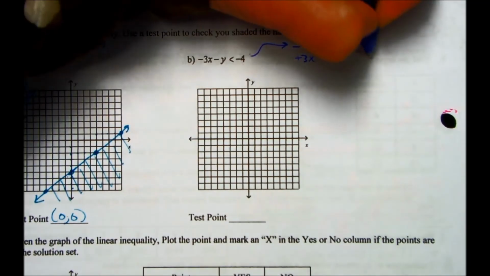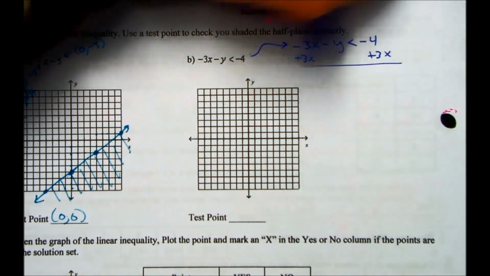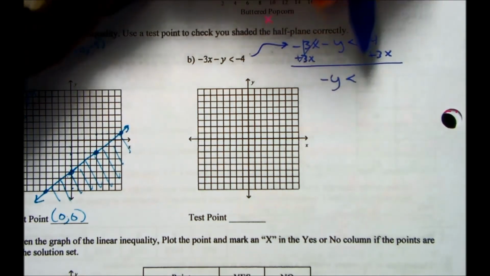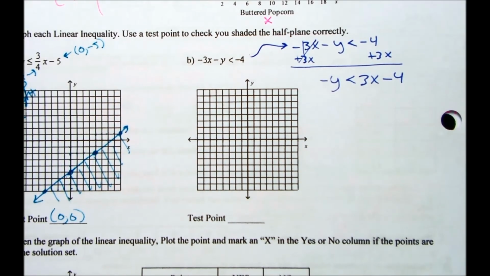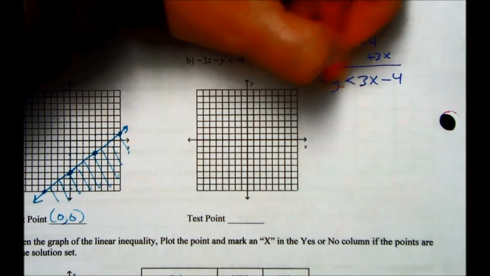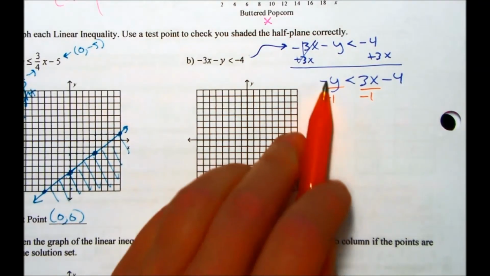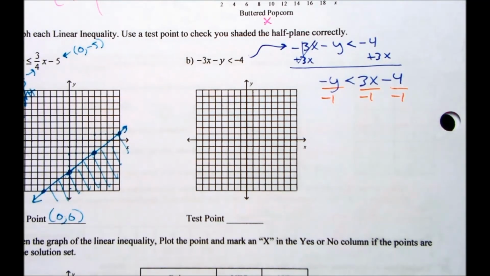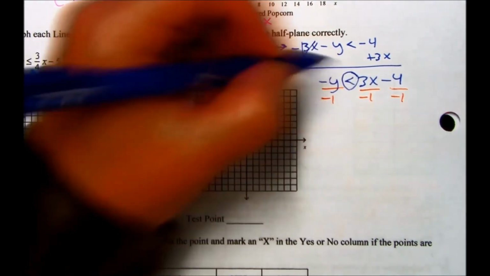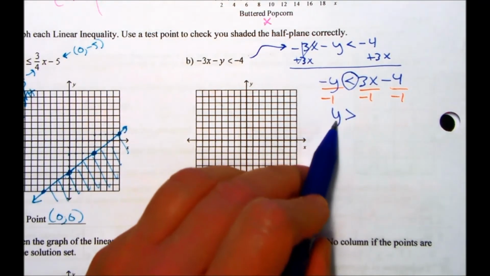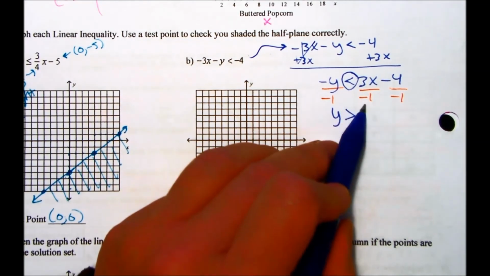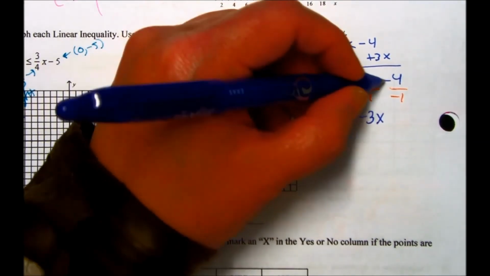So then add 3x to both sides to get negative y is less than, put the 3x first and then the minus 4. And be careful, we're dividing by a negative number. We have to divide by negative 1. And when you divide all the terms by a negative number, that inequality sign is going to have to flip from less than to greater than. So our final inequality will say y is greater than 3 divided by negative 1 is negative 3x, negative 4 divided by negative 1 is a positive 4.